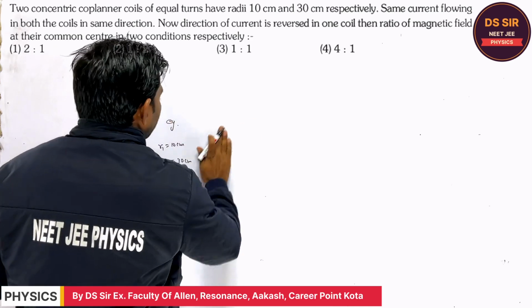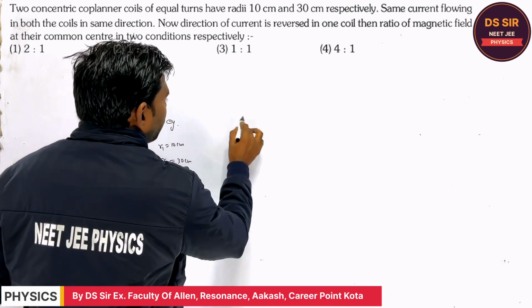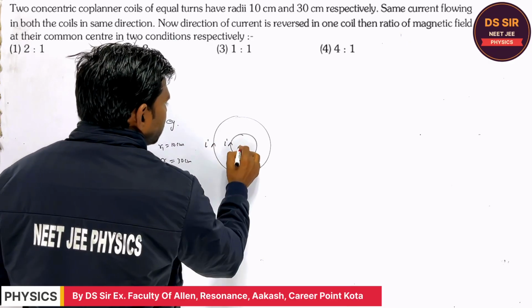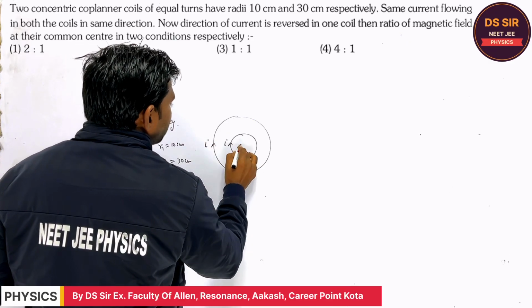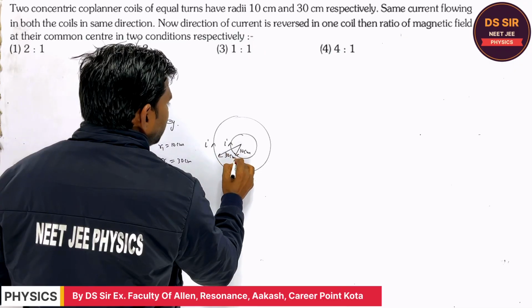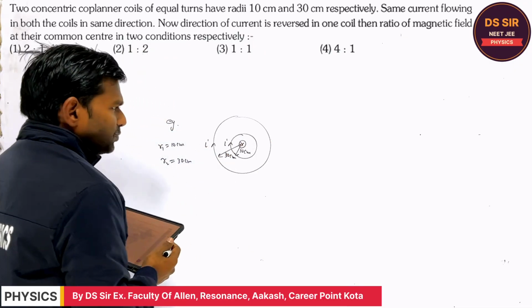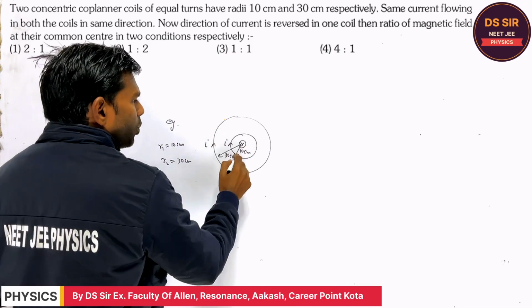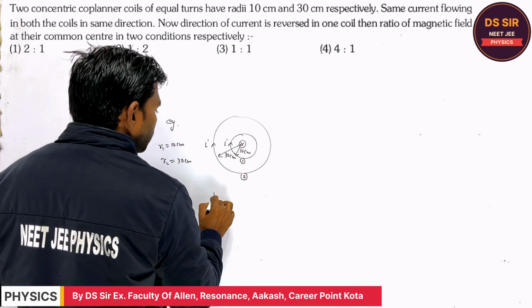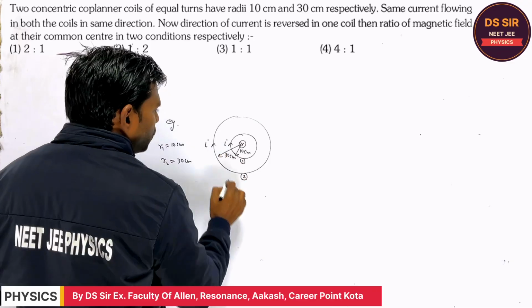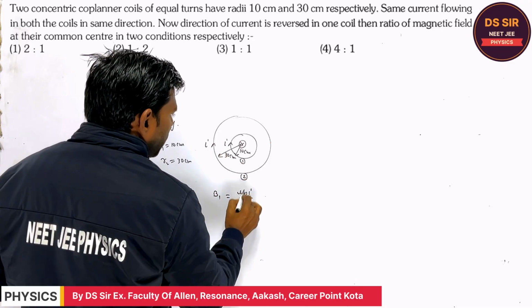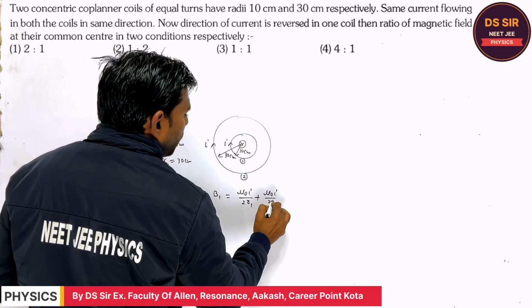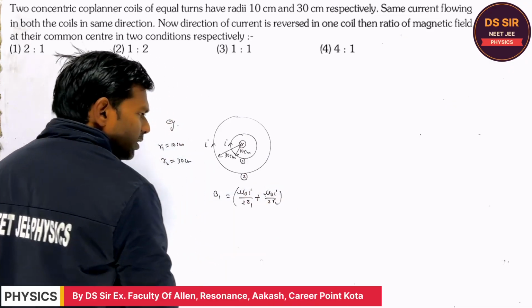Or you can make the figure like this. Suppose this is the one current, one coil. Initially the current is I, the radius is 10 centimeter, the radius is 30 centimeter. In this case the magnetic field will be what? Say into the board, due to both; this is the one coil, this is the second coil. So B1 is equal to mu naught I upon 2R1 plus mu naught I upon 2R2. Is it clear or not, you tell?